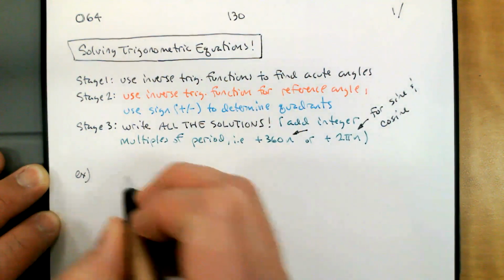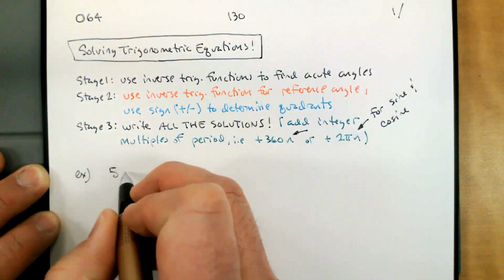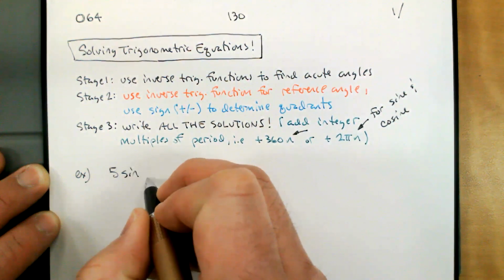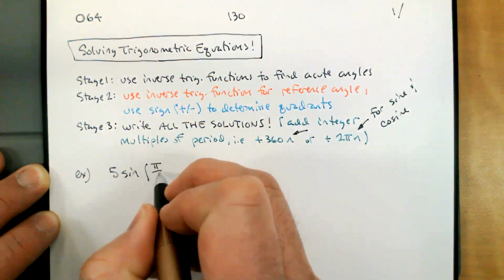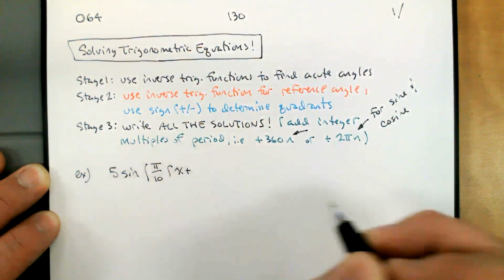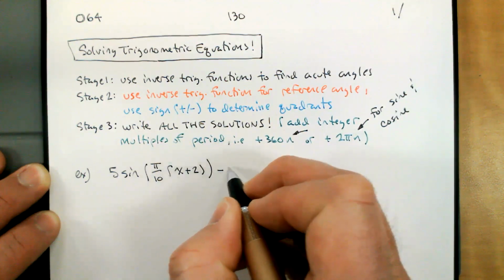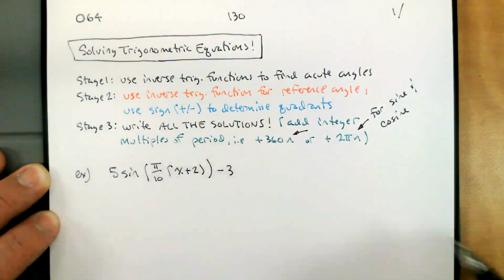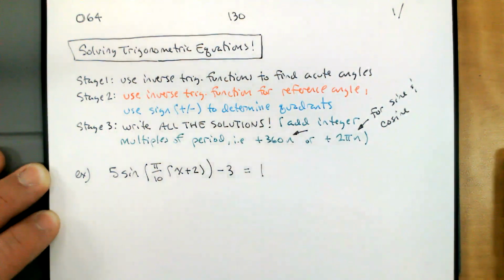Let's suppose that we have an equation that says 5 times the sine of pi over 10 times x plus 2, minus 3. And we want to solve this, set this equal to 1.